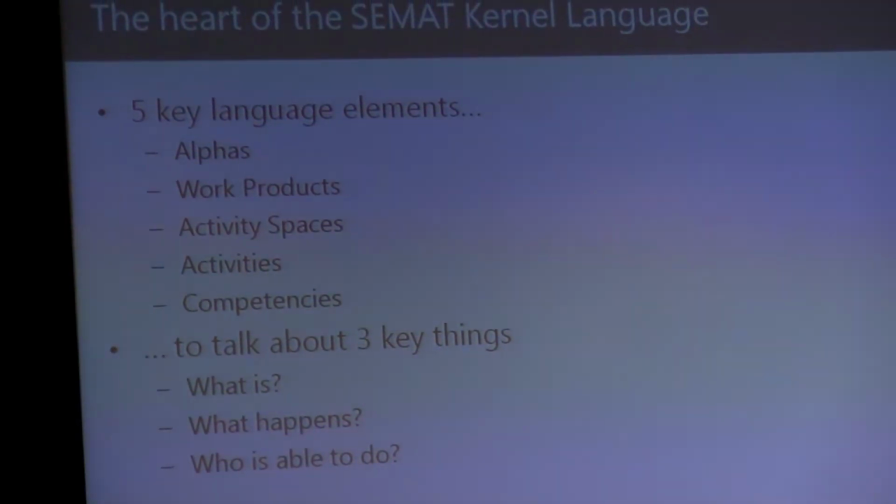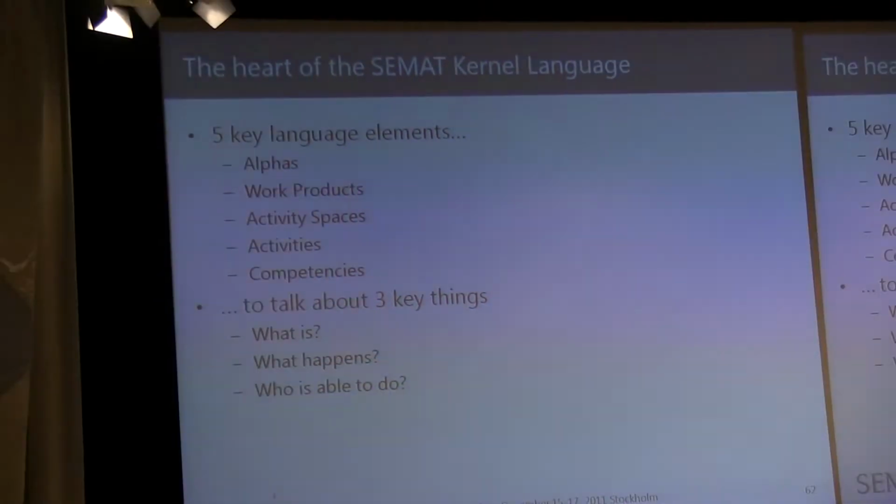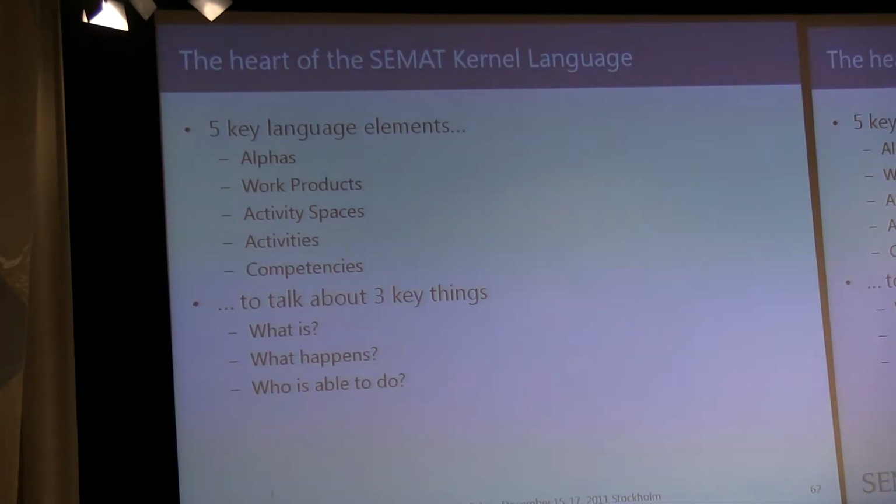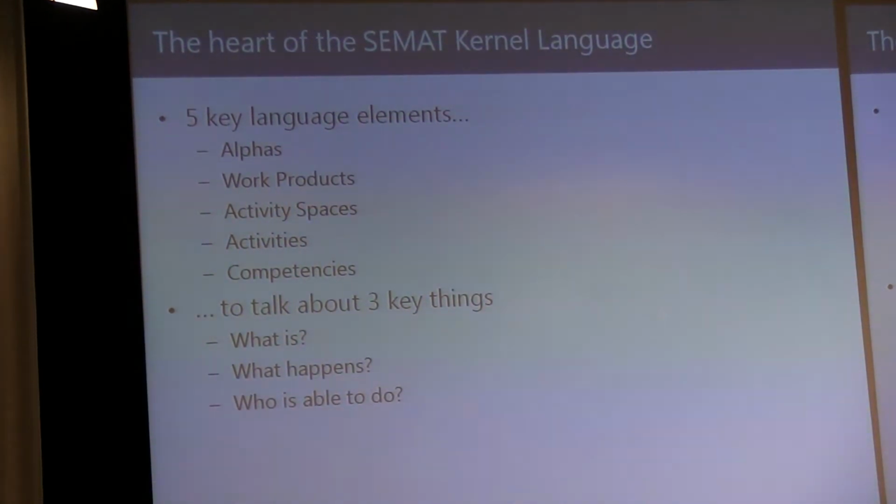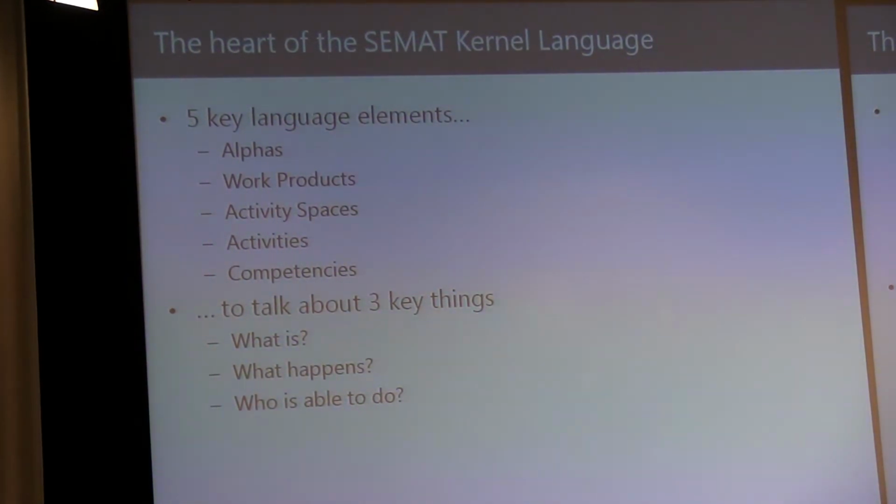As I said, in natural language there are just some key elements, and this is the same with SEMAT. We have 5 key elements of the language, and the good thing is you all know them because they were all in Ian's talk. You don't need more. There are alphas, work products, activity spaces, activities, and competencies.